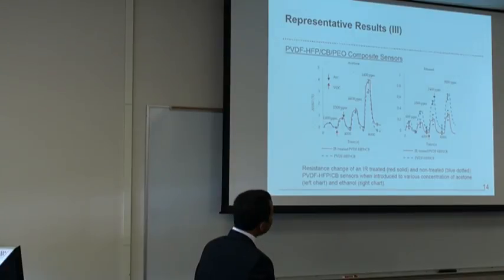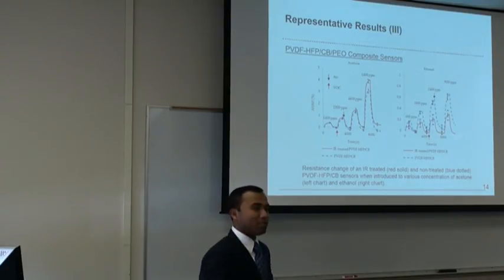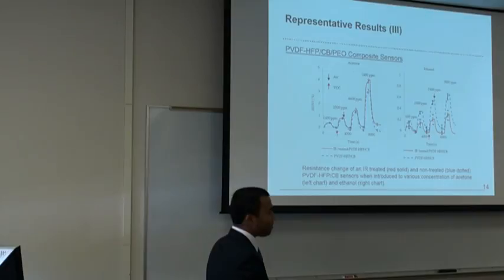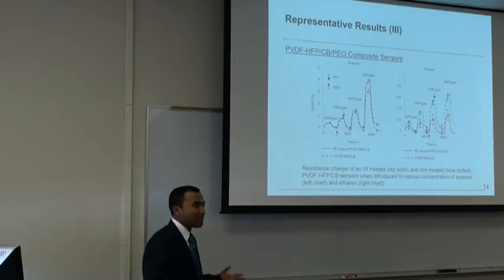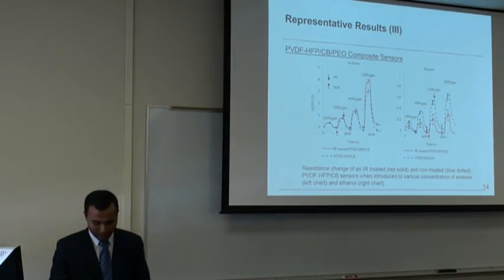Now with this one, we change the surface property using IR exposure, and you can see the opposite effect. For this PVDF, the response increased with acetone, but with ethanol the response decreases, and that gives more differences. That's the idea: when you have different kinds of responses, you can differentiate them easily.